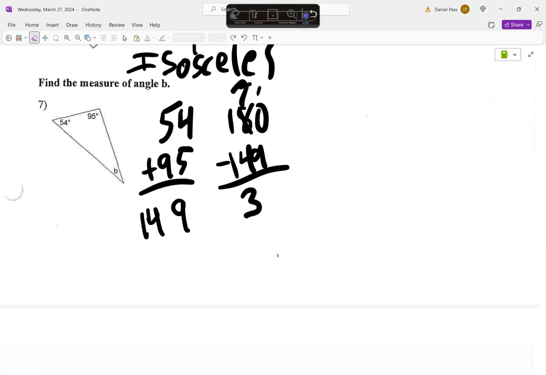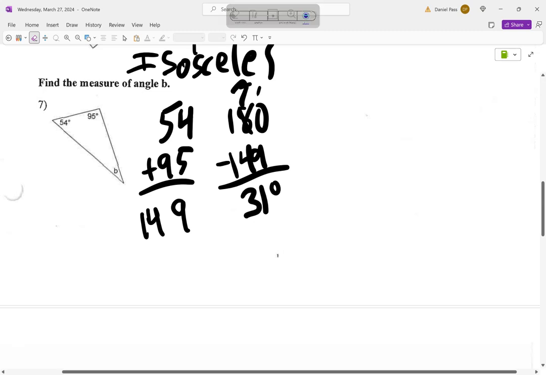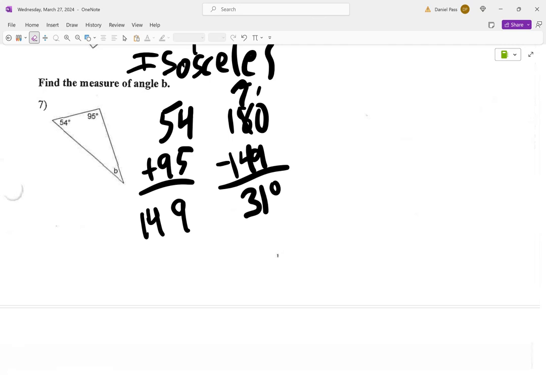You did it perfectly. Now, why do we subtract from 180? What's the reason we did that? Do you know, anybody know? Why did we subtract from 180? Because all the angles of a triangle always add up to 180. Remember when we had the triangles and we ripped off the corners?